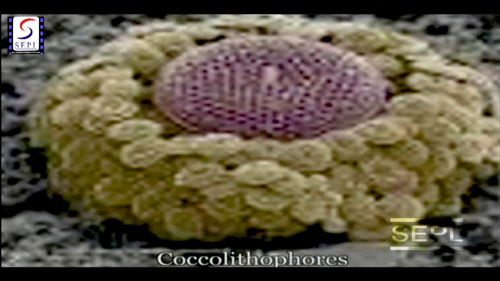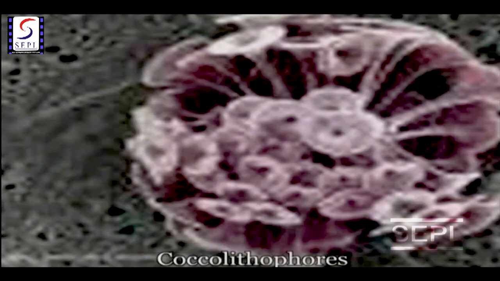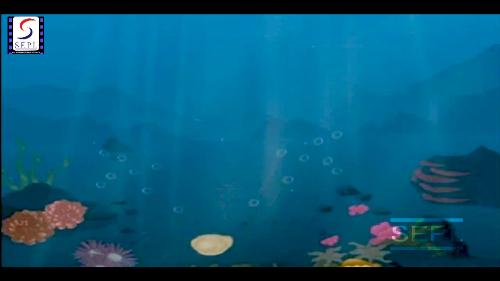Coccolithophora is a small but beautiful phytoplankton. They look like a tiny ball covered in round, chalky plates. After they die, the shells fall to the seafloor, where they build up and gradually turn into chalk or limestone.